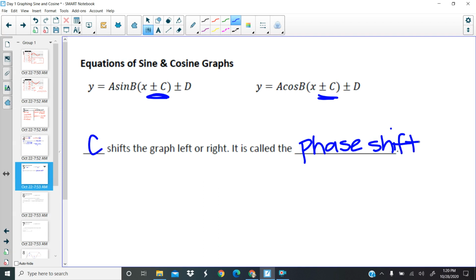And that is just because it's shifting where the graph starts. So that is what I'm going to refer to whenever I'm talking about the graphs shifting left and right.